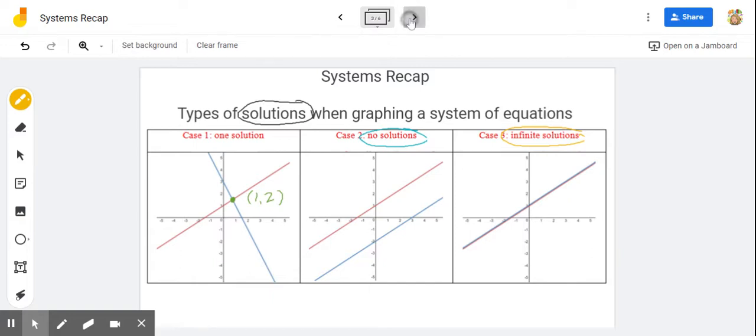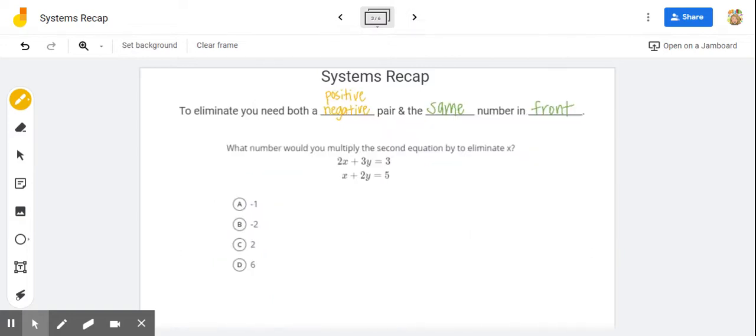All right, guys. So taking a quick peek here as well. Another thing that we talked about is elimination, and this is something that you will see with systems as well, that in order to eliminate in your system of equations, you have to have a positive and negative pair, and you have to have the same number in front of the variable that you want to get rid of. May it be x or may it be y.